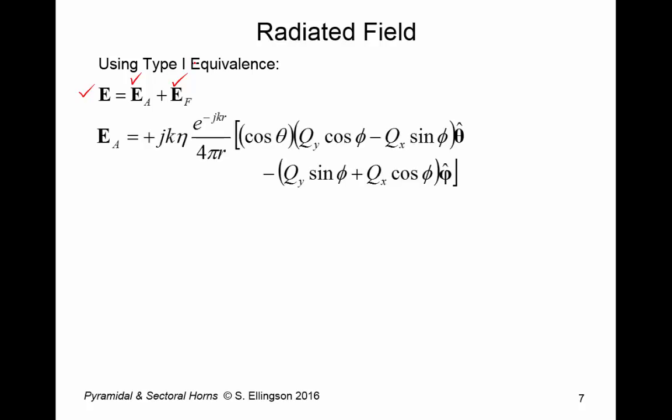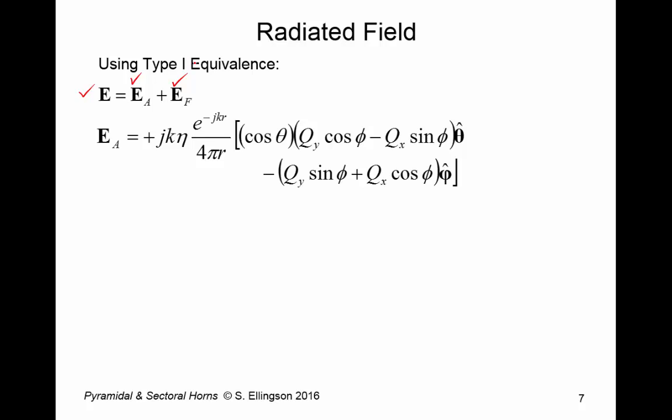Now, as before, we use type 1 equivalence. The electric field is a sum of the electric fields in the aperture associated with equivalent electric currents, E sub A, plus the electric field in the aperture associated with equivalent magnetic currents, E sub F. We can write those expressions down just as we did before.